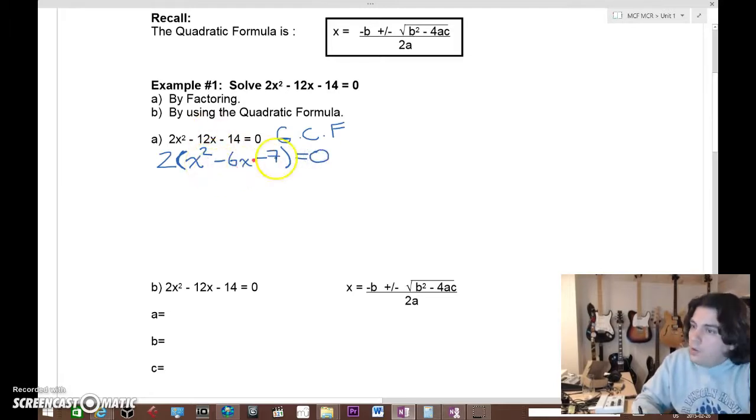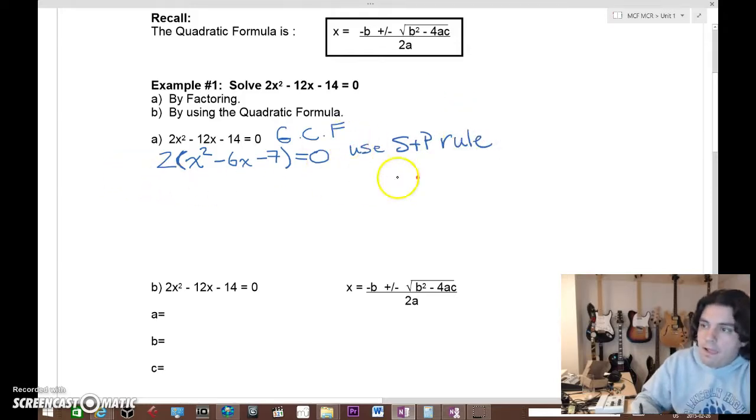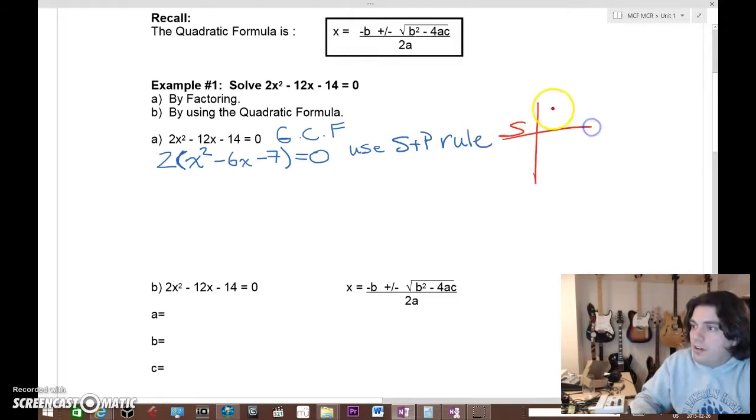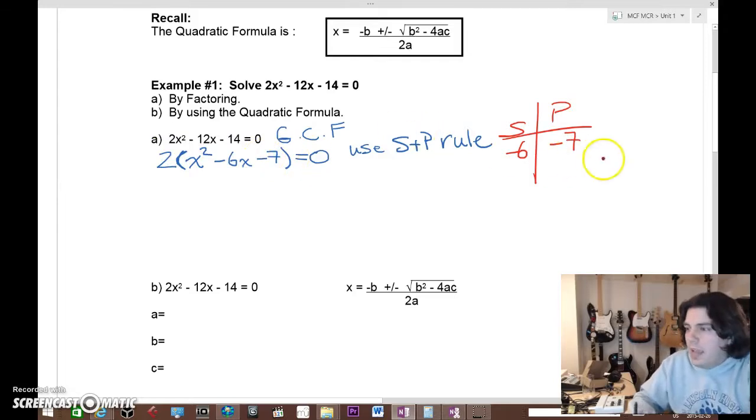Now that we've done that, we can factor this inner term. Typically what we'll use for that is the sum and product rule. When we use the sum and product rule in this situation, we're talking about having a sum of negative 6 and a product of negative 7. The nice thing is because we've taken this 2 out, we don't have to worry about the AC rule or anything like that.